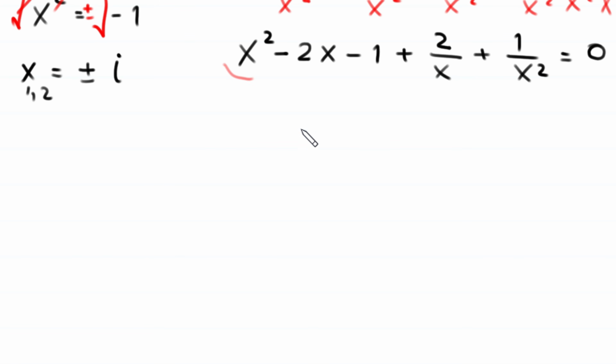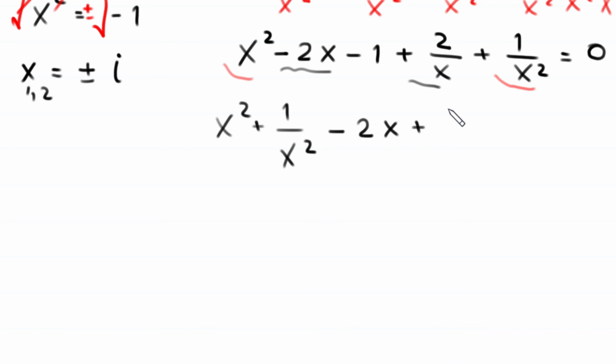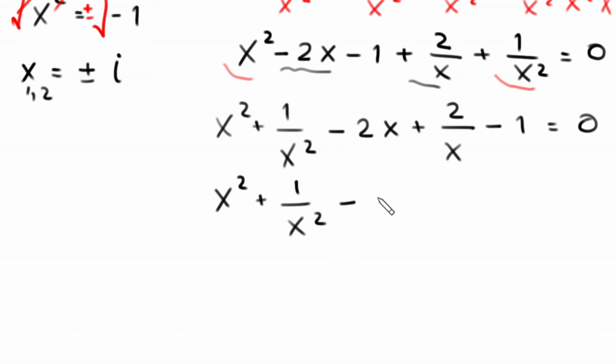Combine these two terms, x squared and 1 over x squared, so this will become x squared plus 1 over x squared, and combine these two terms, negative 2x and plus 2 over x, negative 2 times (x minus 1 over x) minus 1 equal to 0. From these two terms we can factor out negative 2, in brackets x minus 1 over x.